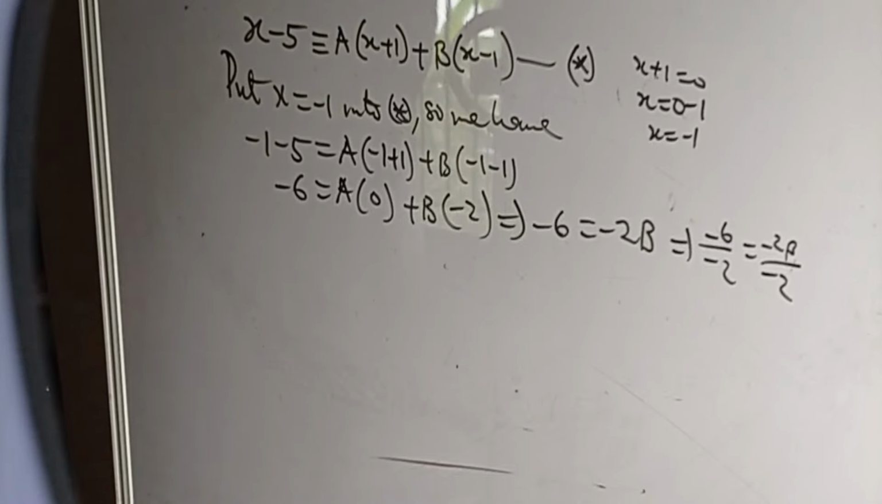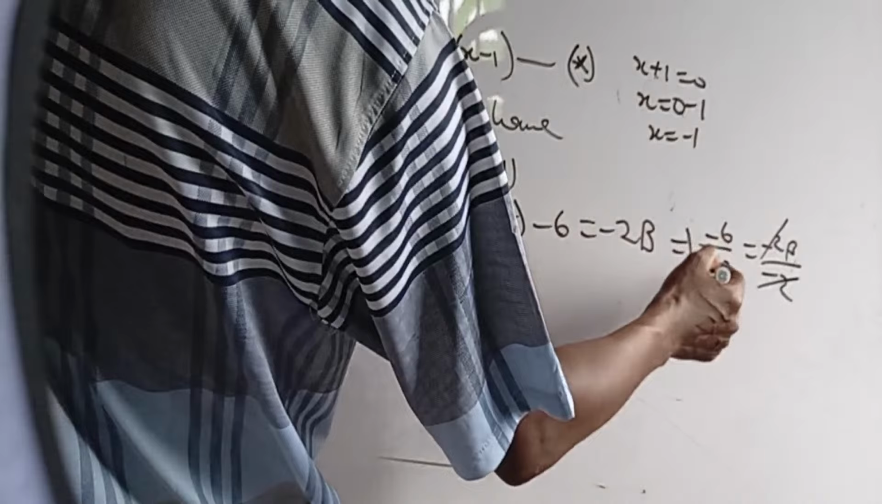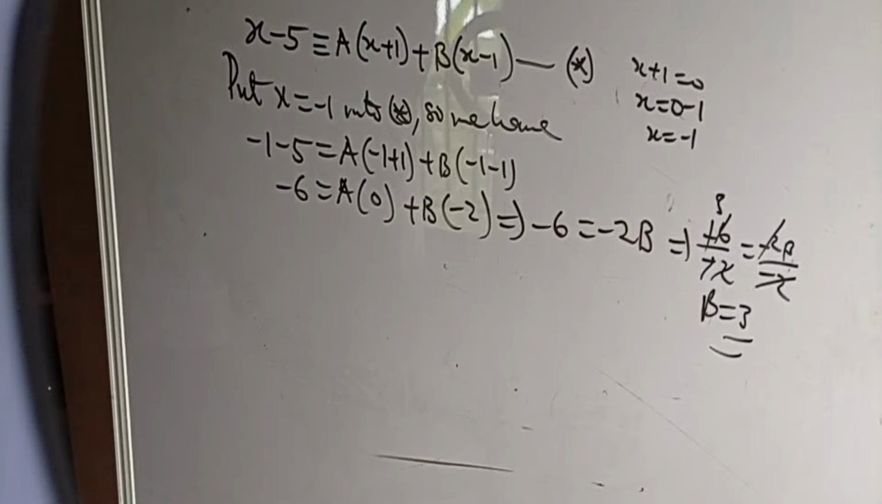Is that clear? Okay. So minus 2 will cancel minus 2. Minus will cancel minus, that's plus. 2 in 6, that's 3. So b is equals to what? Is equals to 3. So let's write down somewhere. B is equals to 3. So we have gotten b to be equals to 3.